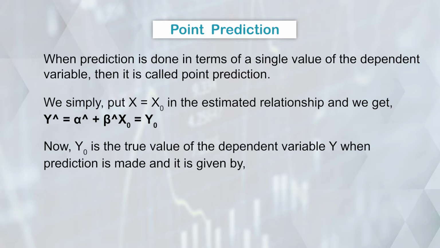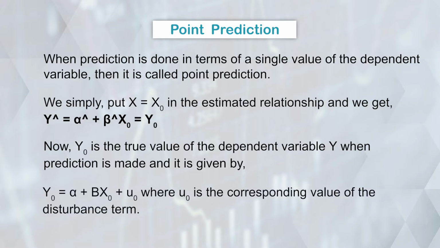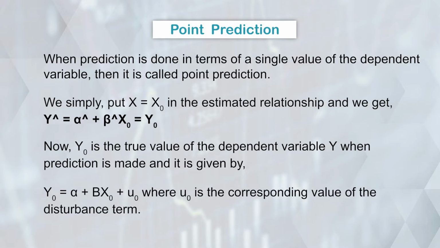Secondly, y0 is the true value of the dependent variable y when prediction is made, and it is given in this way. Particularly, y0 equals alpha plus beta x0 plus u0, because y0 will follow a linear relationship with x0, where u0 is the disturbance term. So what we observe in this particular slide is that y0 is basically a specific value or the forecasted value of y when we write x as x0.